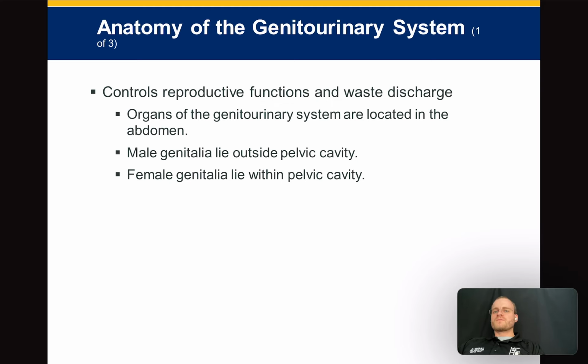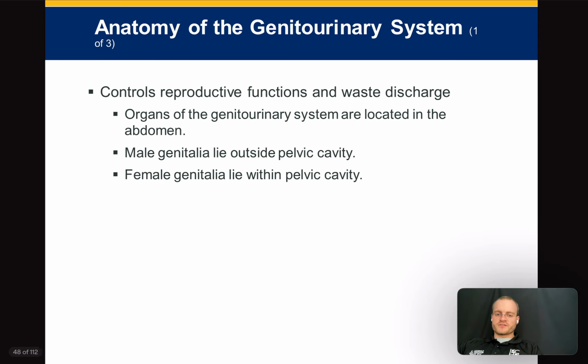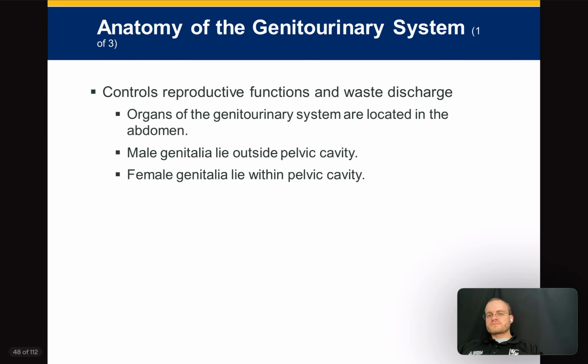So moving on to the genitourinary system. So that was abdominal injuries, right? So again, know your quadrants. You're going to get tested on that. We're going to run scenarios on that. But moving into the genitourinary system, obviously the genitals control reproduction, and the urinary system is obviously the discharge of waste and water.